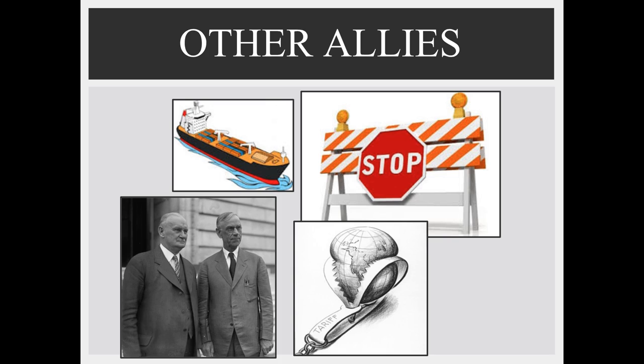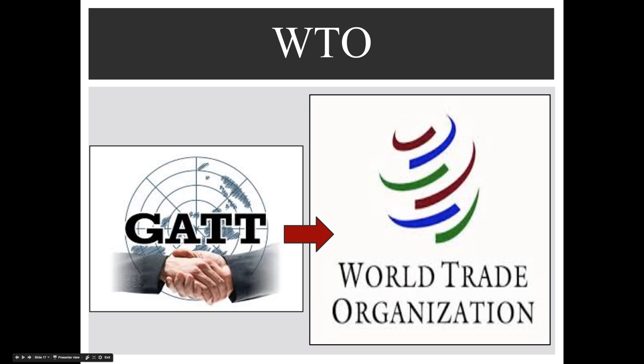These gentlemen right here are Smoot and Hawley, senators from the United States Congress that decided to impose import taxes on all goods coming from our allies. Well, these import taxes were so high and so severe that they have been considered to be the highest tariffs in history. At Bretton Woods, the General Agreement on Tariffs and Trade was agreed upon, GATT.